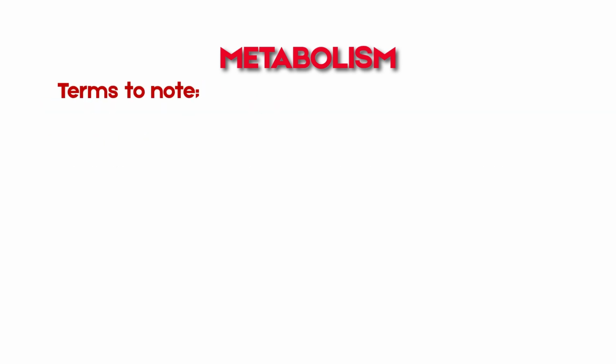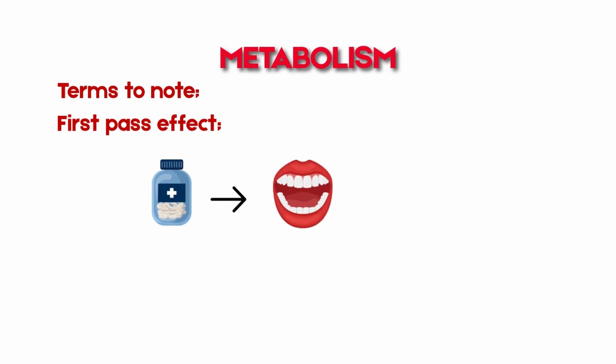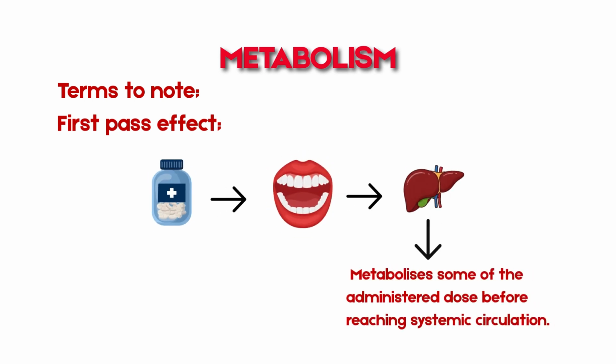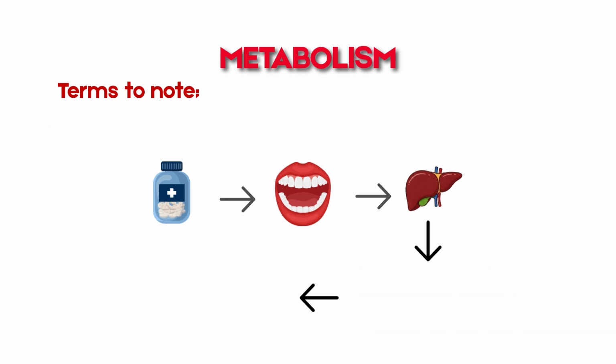Terms to note. First pass effect. When drugs are taken orally, they pass through the liver, which metabolizes some of the administered dose before reaching systemic circulation. This can significantly reduce bioavailability. Example, nitroglycerine undergoes such extensive first-pass metabolism that it's given sublingually to bypass the liver.